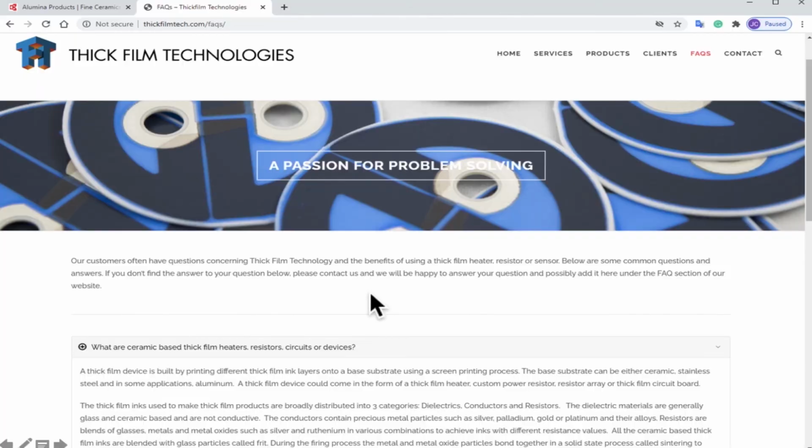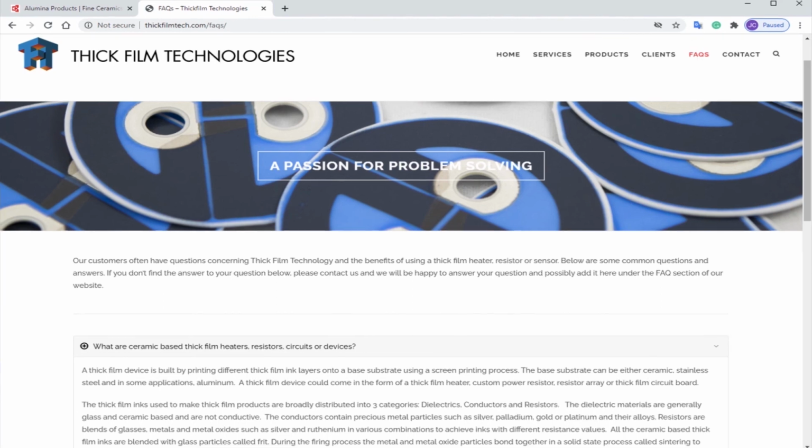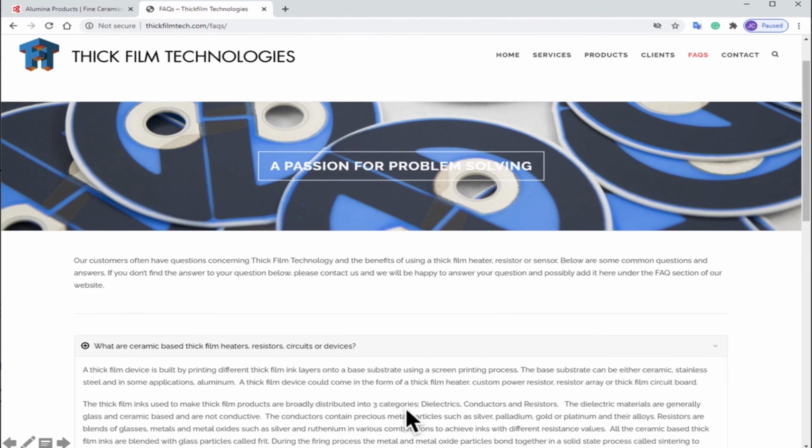The best description I found was on this website. I will put the link down below. They manufacture thick film products. They have a very good description, and in it they mention silver palladium and gold palladium. Also the oxide, silver and ruthenium in different combinations. It describes that the metal glaze can be applied in the form of ink in a screen printing process.